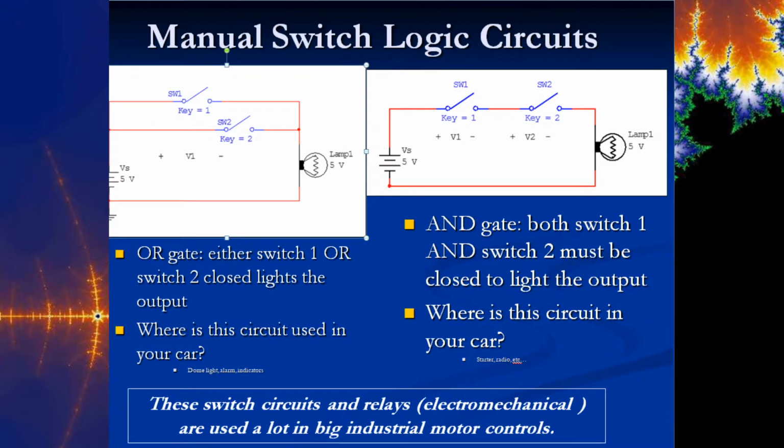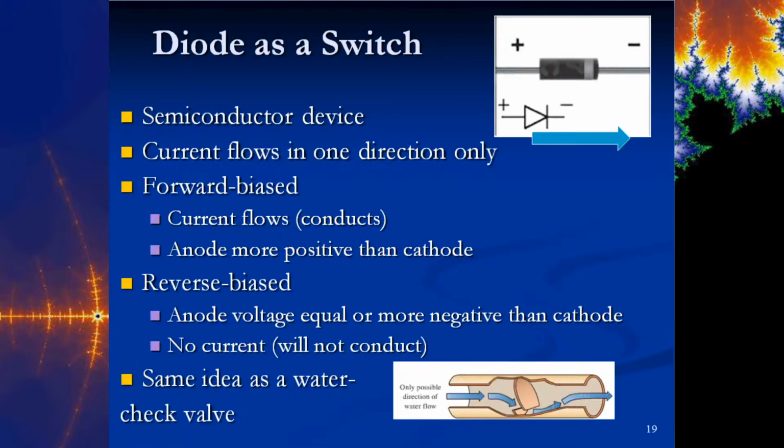But we're not even using the actual logic symbols yet. We're just talking about the gates. Okay? Or using switches to create that logic. Excuse me. Okay? So again, we can use diodes as switches. A diode is nothing more than a semiconductor device. It's got a p-n junction inside, and essentially you can think about it as an electronic check valve. It only allows current to flow in one direction. It will not let it flow in the opposite direction, so that's the check valve version of it.